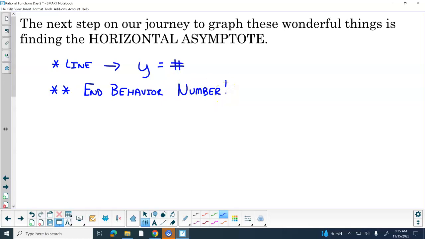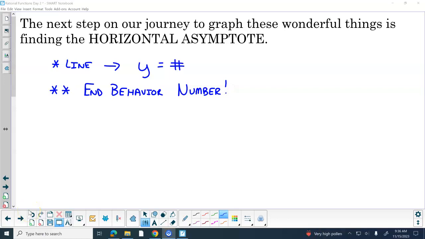Now, this horizontal asymptote is going to be extremely important for you because it will come into play in end behavior. So far, our end behaviors have always gone to 0. Okay? Well, now, what our horizontal asymptote does is it shifts our graph up or down. And so now this end behavior number that we're going to be approaching either from above or below now becomes our horizontal asymptote number. Okay?